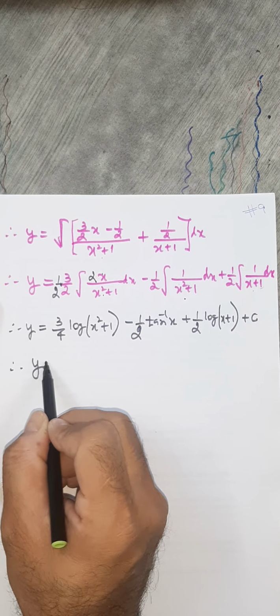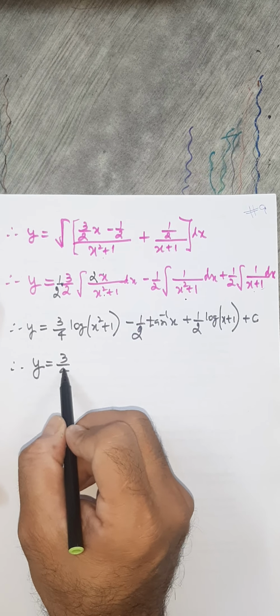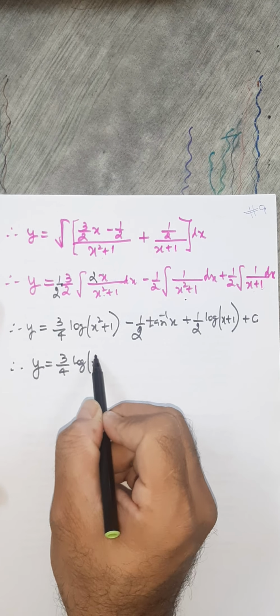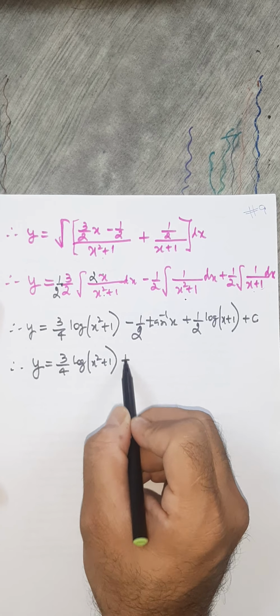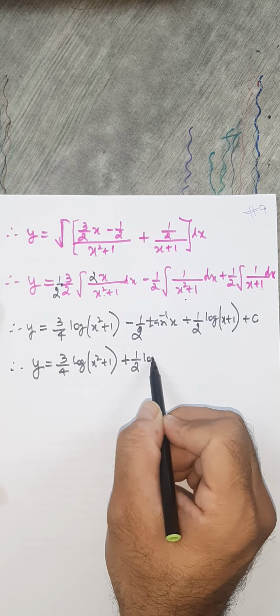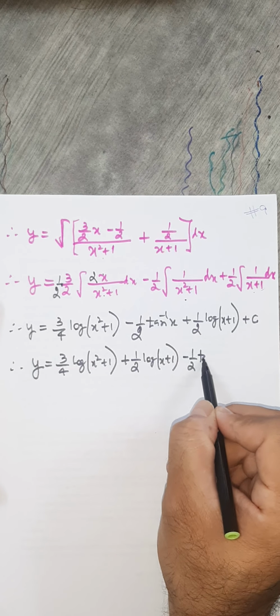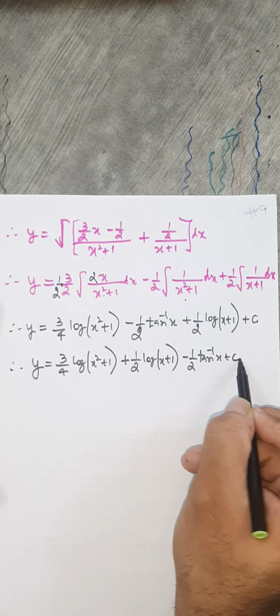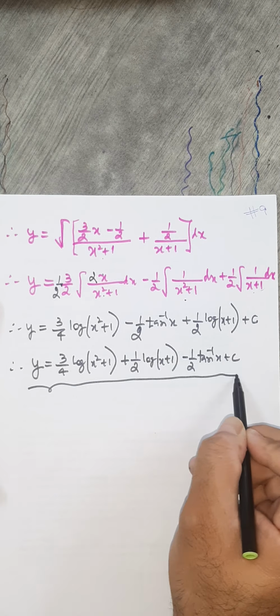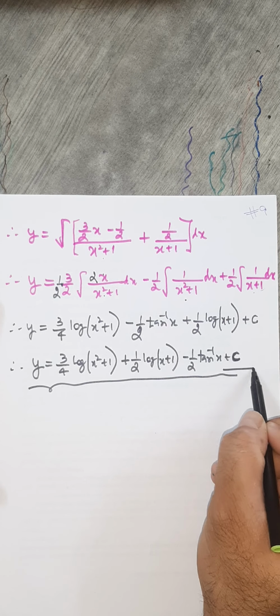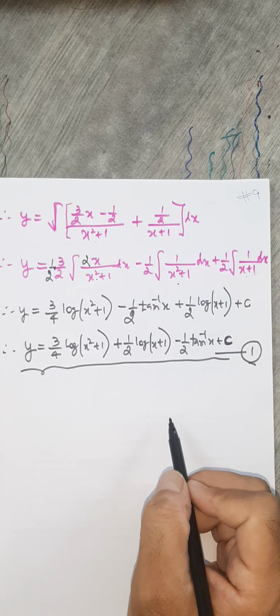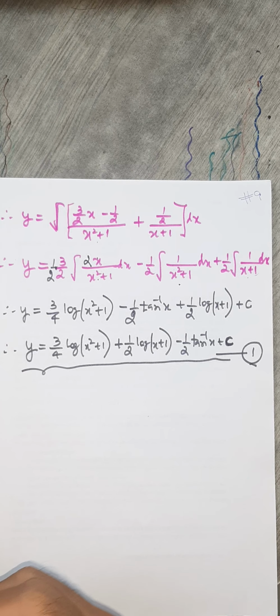So you have y equals 3 by 4 log of x square plus 1 plus 1 by 2 log of x plus 1 minus 1 by 2 tan inverse x plus c. This is a general solution. Remember, an arbitrary constant is involved. Call this as 1. Now you don't want this, you are asked for a particular solution.